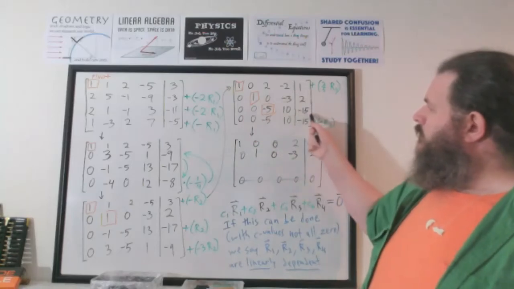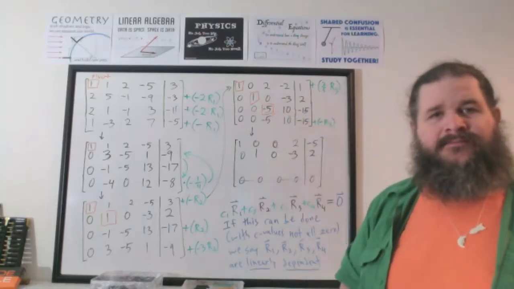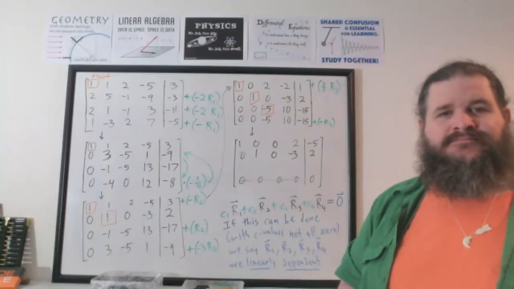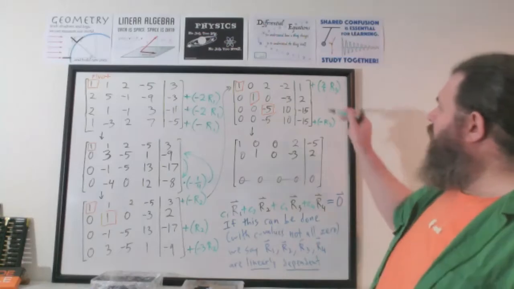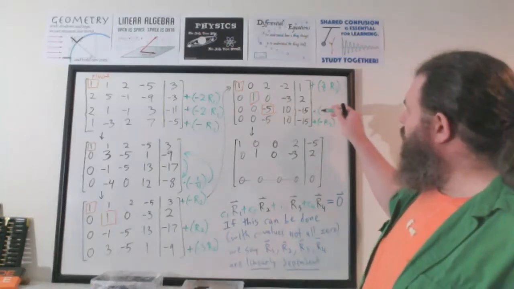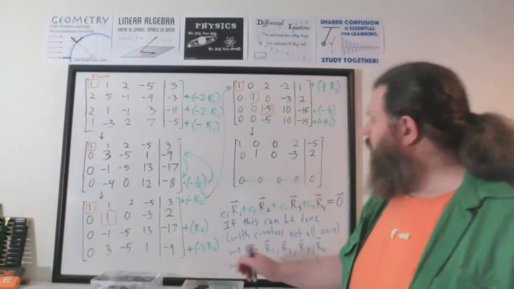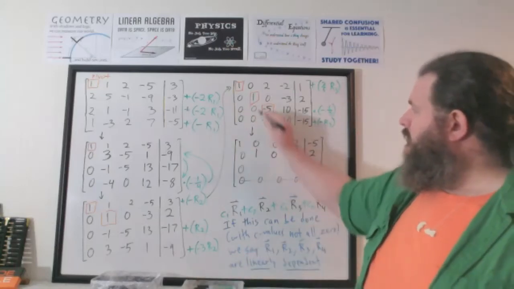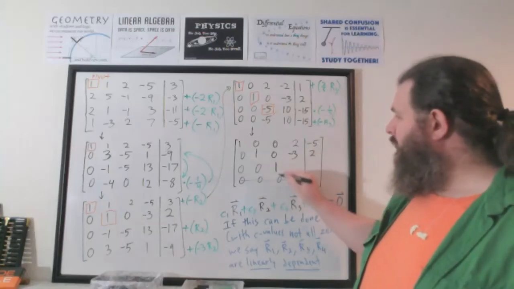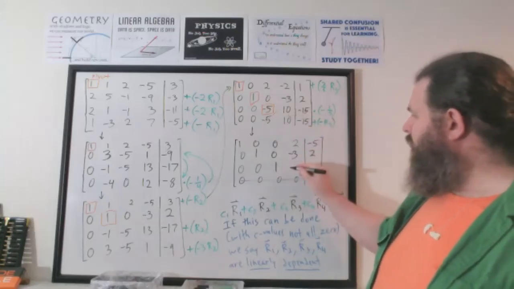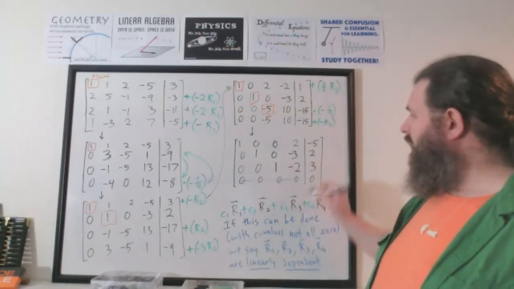Third row, we don't really need to modify it, except what number do we want the pivot to be in the end? Yeah, we want the pivot to be a 1. So let's go ahead and multiply this whole row by -1/5. And we get 0, 0, -5 times -1/5 is the 1 that we need. 10 times -1/5 is -2. -15 times -1/5 is +3.